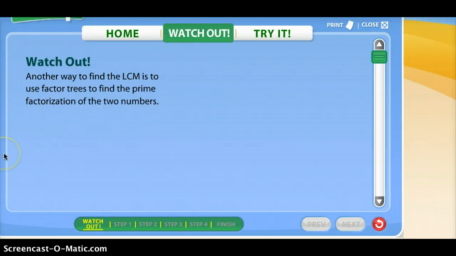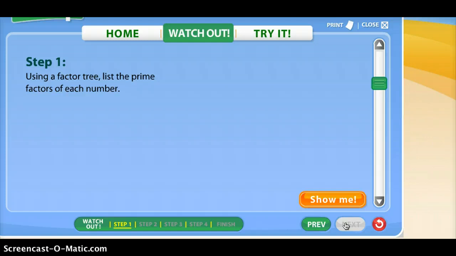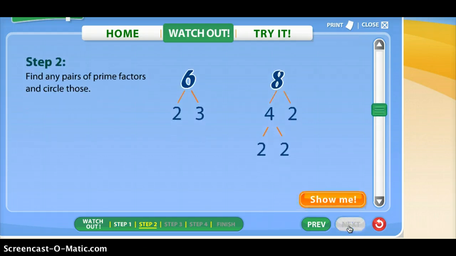Another way to find the LCM is to use factor trees to find the prime factorization of the two numbers. First, using a factor tree, list the prime factors of each number. For 6, we have 2 and 3. For 8, we have 2, 2, and 2. Next, find the prime factors that the numbers have in common and circle those. 2 is a common factor for both numbers.